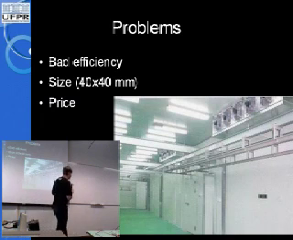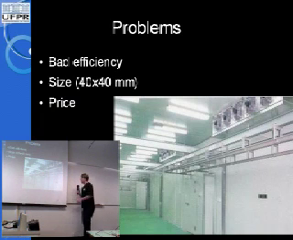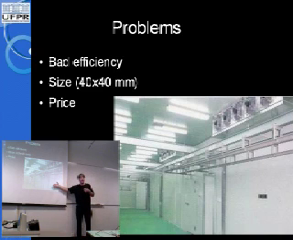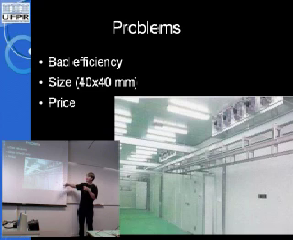The first is efficiency. Compared to a mechanical system, it has very poor efficiency. The other thing is the size. Let's imagine we cool this regular room. We would have to put thousands of plates of this cooler, and the other thing is the price.